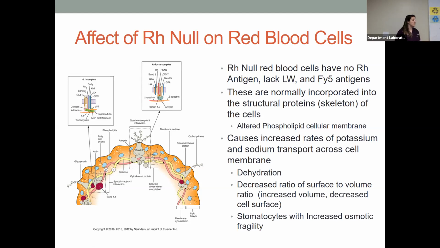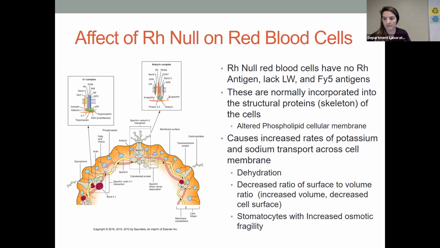All right, you're going to see a lot of stomatocytes. They're going to have an increased osmotic fragility. It's going to result in a hemolytic anemia, very similar to hereditary spherocytosis. Okay, and so it's thought the phenomenon of Rh null causes the shape change in the red cell membrane, and that will result in hemolytic anemia in these patients.